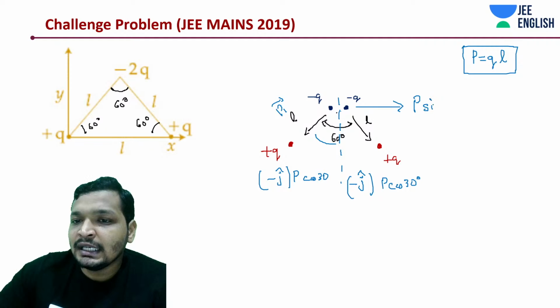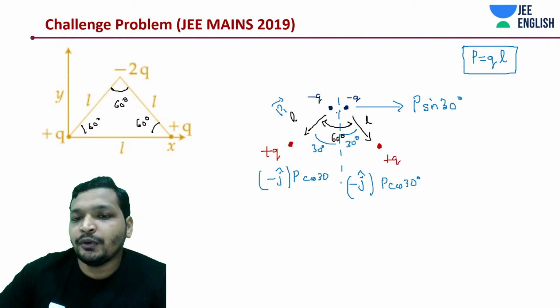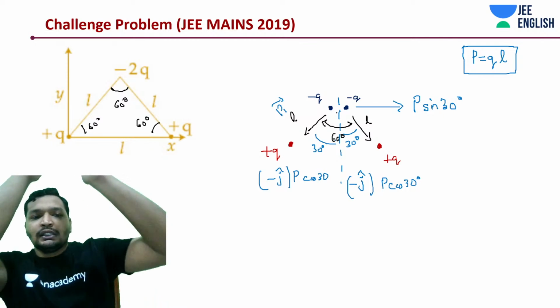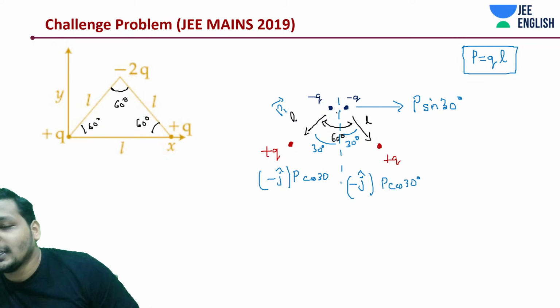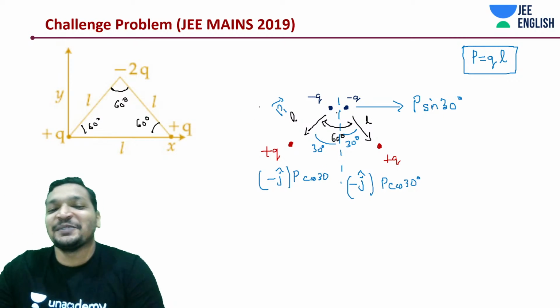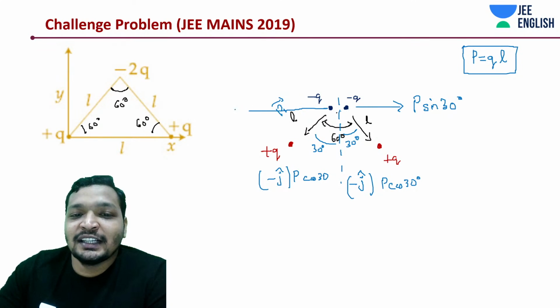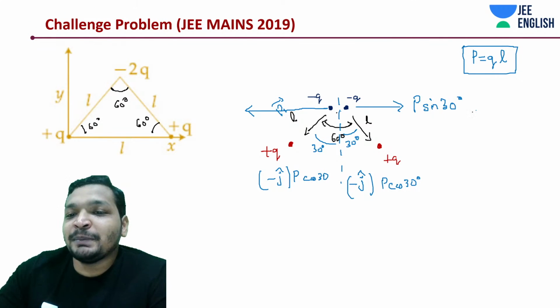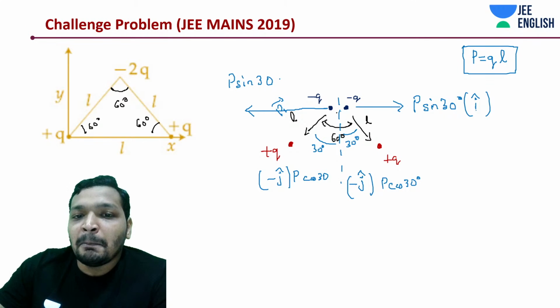P sine 30. This is 60 degrees, right? So this would be 30 degrees. If you have missed this point, just explaining this. The entire thing is 60 degrees. There is going to be an angle bisector and it's going to be 30 degrees and 30. Is it easy? It's an easier method. But it's important that you understand all of it because this was one question, right? You may not necessarily get your question always this way. So this is going to be P sine 30 i cap and this is going to be P sine 30 minus i cap.